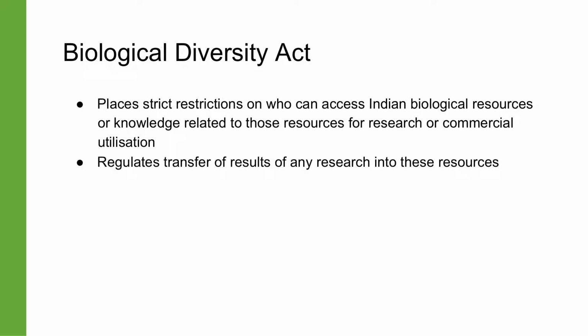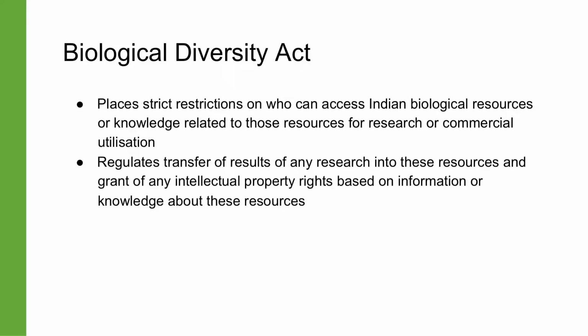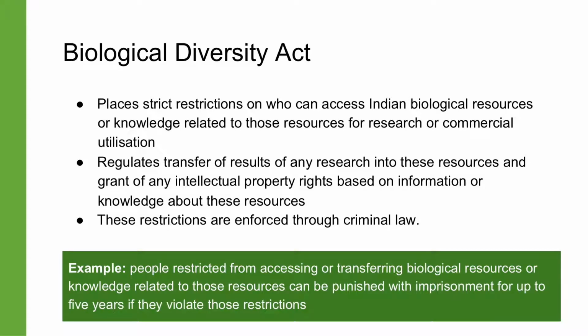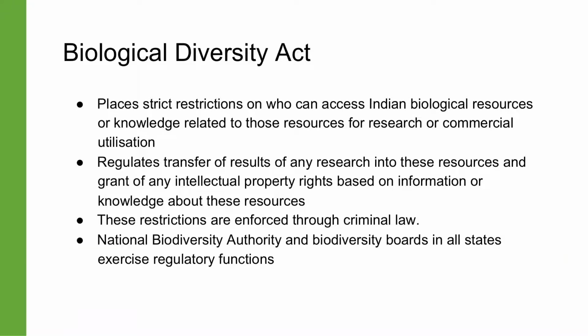It regulates the transfer of the results of any research into these resources and the grant of any intellectual property rights based on information or knowledge about these resources. The restrictions put in place by this law are enforced through criminal law. This means, for example, that people who are restricted from accessing or transferring biological resources and knowledge related to those resources under this law, such as foreign nationals or the executives of foreign corporations, can be punished with imprisonment for up to 5 years if they do so. To exercise these regulatory functions, the law establishes a National Biodiversity Authority and biodiversity boards in all the states.